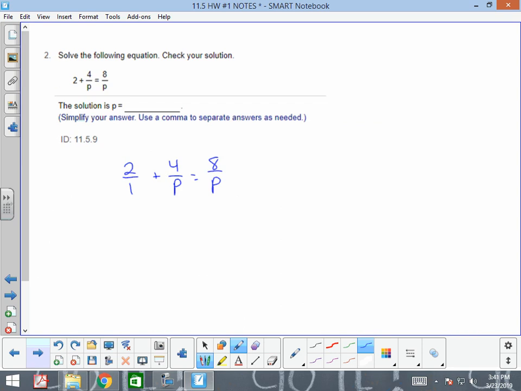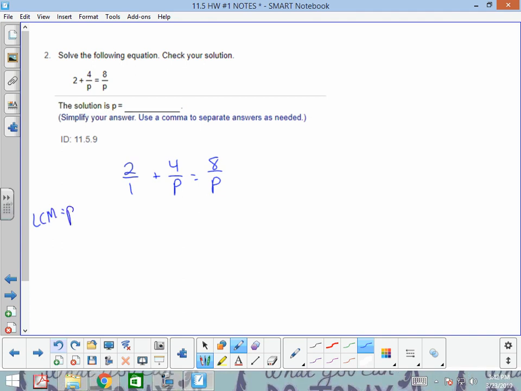Okay. Number 2, I have two fractions that have the same variable. I have one that has a 1, and since the other two have the same variable, then the LCM is that variable. So I'm going to put a P in each term, in the numerator of each term. This one's already a 1, so I'm going to multiply 2 times P. Here the P's cancel out, so that's +4. And then the last one the P's cancel out, so that is +8.